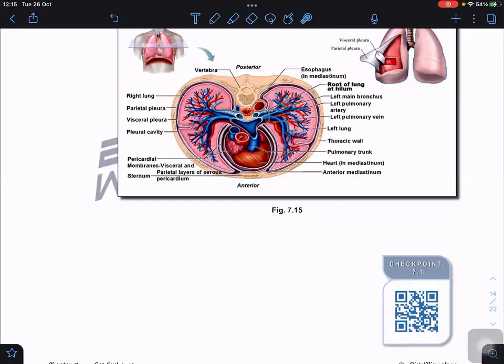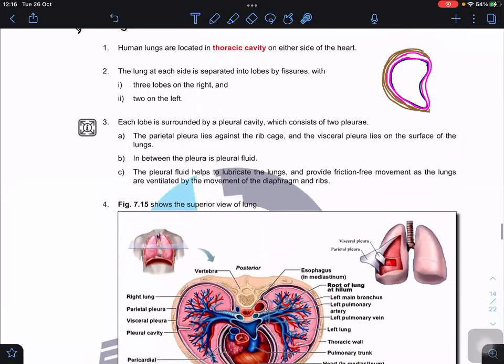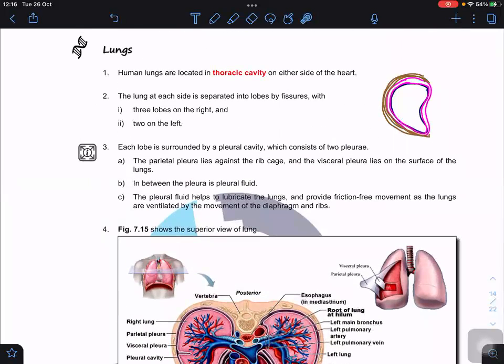Can you see the bronchus? One enters the right lung, another one enters the left lung. This is the esophagus. Can you see the pulmonary artery? Okay, any questions so far, guys? Any questions? If no questions, we have done these quite quickly, our lung.